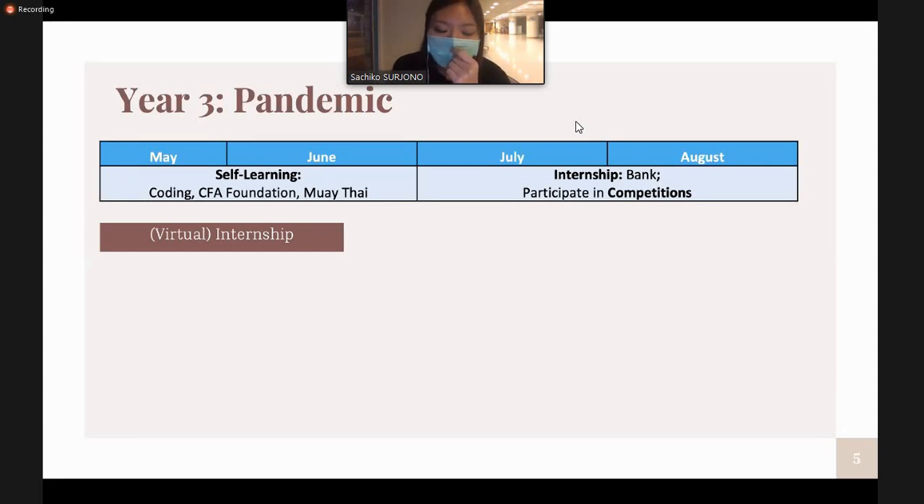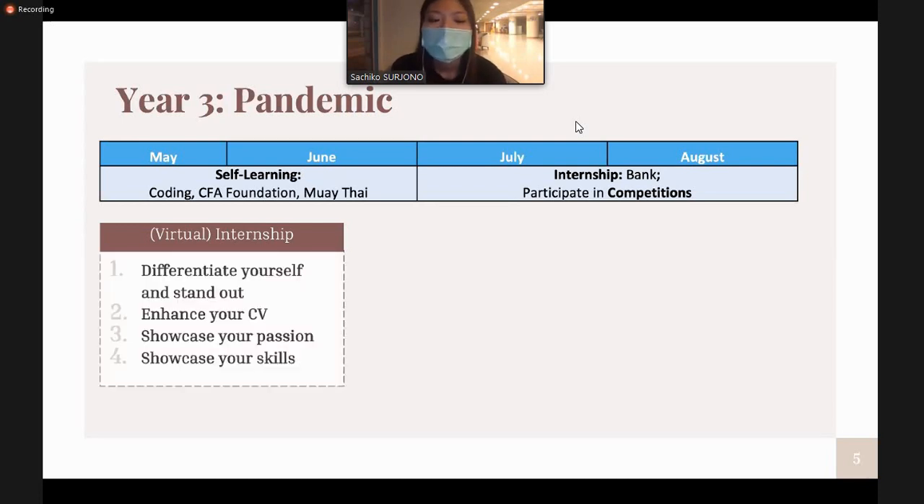But in my opinion, going back and also considering the situation we're at, the reason why we do an internship, maybe it's virtual or not, is probably one of the following reasons. It's to differentiate yourself so you can stand out later on in subsequent years to find a job. It could be to enhance your CV, like you were talking about the different skills. It could also be to showcase your passion to a certain field, or just showcase your skills to future employers.